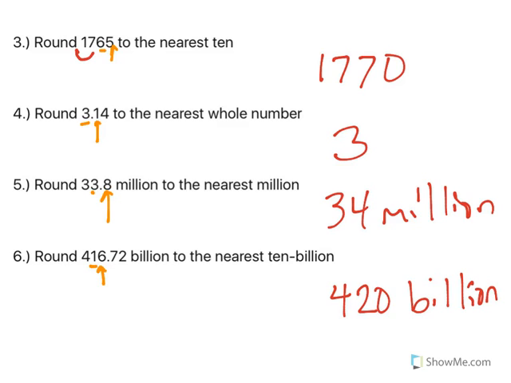So in number 4, round to the nearest whole number. 3 is in our whole number spot. 1 rounds down, so I'm just at 3. And number 5, 33.8 million to the nearest million. Well, the nearest million would be the 3 spot. 8 rounds up, so I have 34 million.